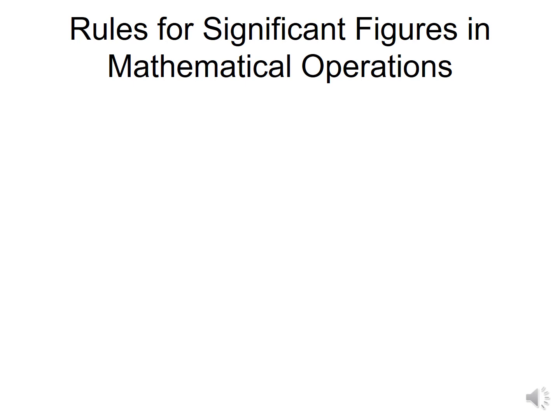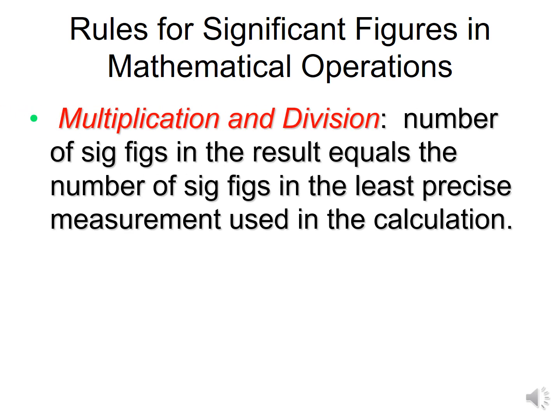Let's say one makes several measurements, and each one has a different number of significant figures. These are combined in a mathematical operation, and the question is, how many significant figures should the result have? Well, there's a rule for multiplication and division, and another rule for addition and subtraction. For multiplication and division, the number of significant figures in the result equals the number of significant figures in the least precise measurement used in the calculation.